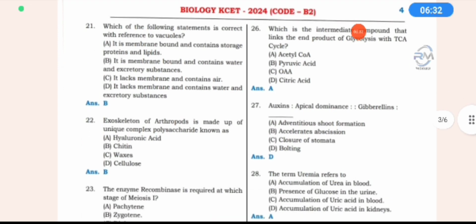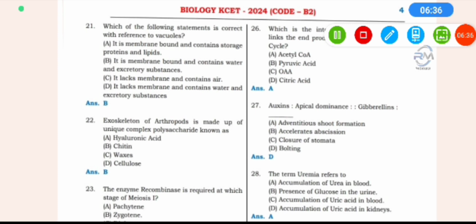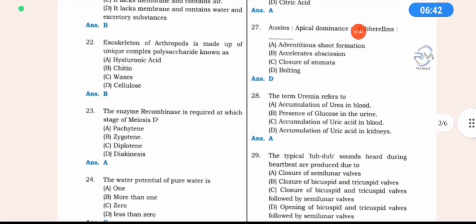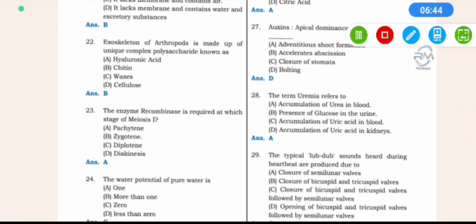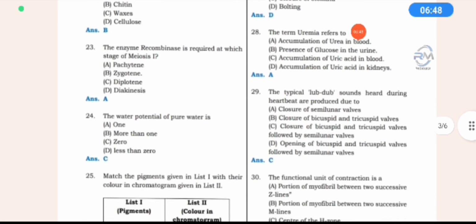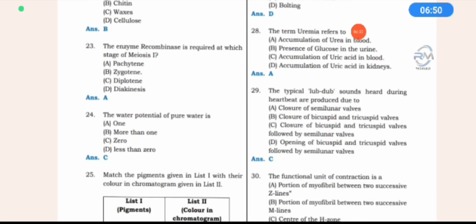Auxin equal to apical dominance, then gibberellin equal to bolting. So answer is bolting. The term uremia refers to accumulation of urea in blood. Option A is correct. The typical lub-dub sounds heard during the heartbeat are produced due to closure of bicuspid and tricuspid valve followed by semilunar valves.